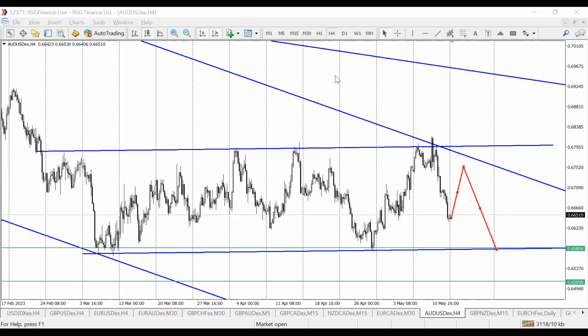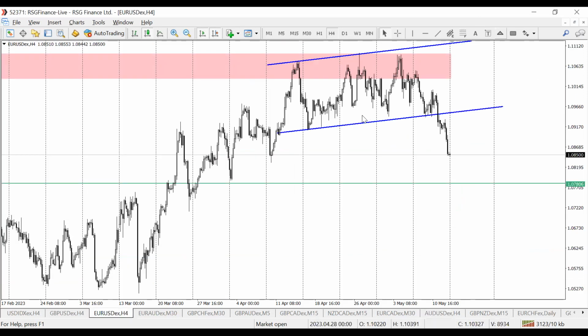Next pair we'll be looking at is Euro USD. Let me look for that. So on Euro USD, nice breakout already from a channel pattern. We see price beginning to break from the higher lows, and now we're beginning to see lower lows.